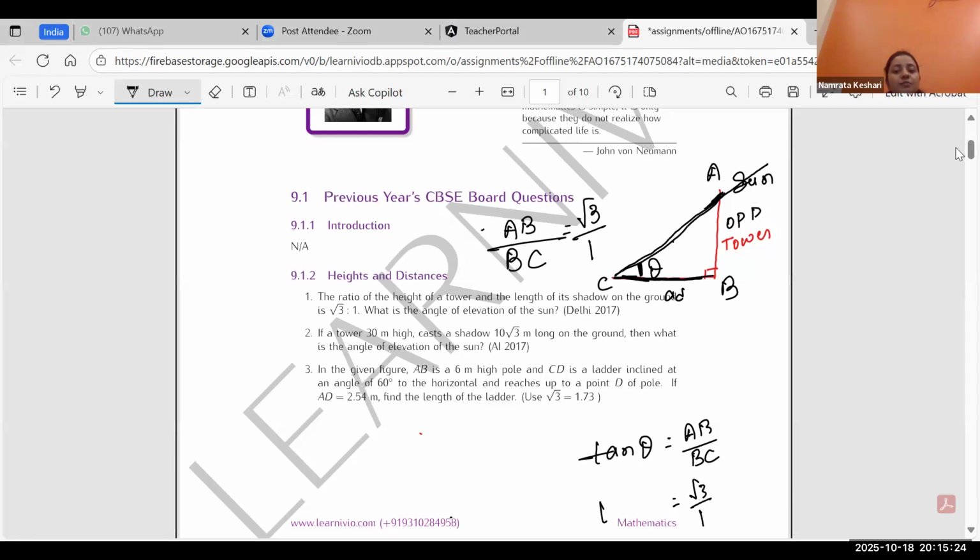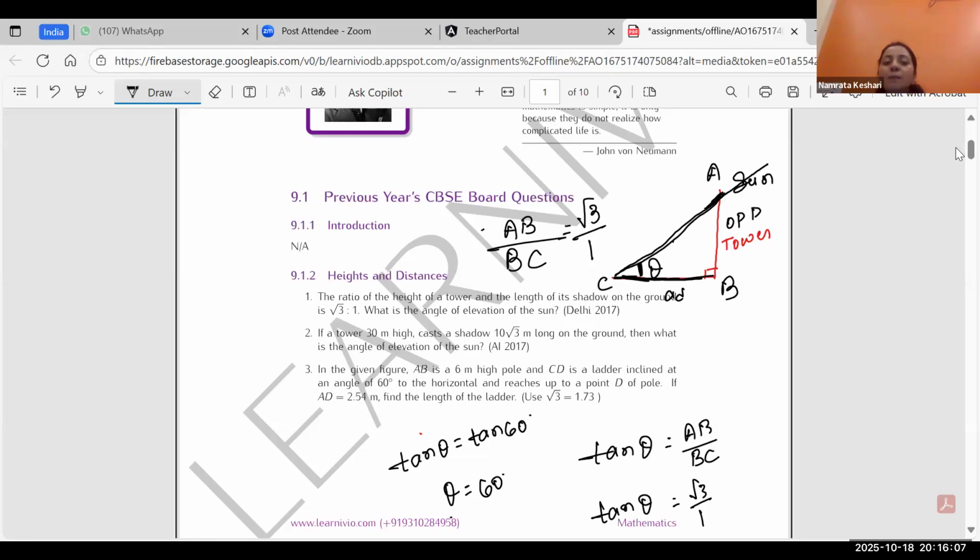Now you tell me, from your trigonometric ratio table, which angle gives you root 3 for tan? Yes, 60 degree or 30 degree? 60. So if tan theta is root 3 by 1, it means root 3 only. If tan theta is root 3, that means tan theta can be written as tan 60. I am just writing tan 60 in place of root 3 from the table. And now we will say theta has to be 60 degree. Making sense? Yes, ma'am. Okay.